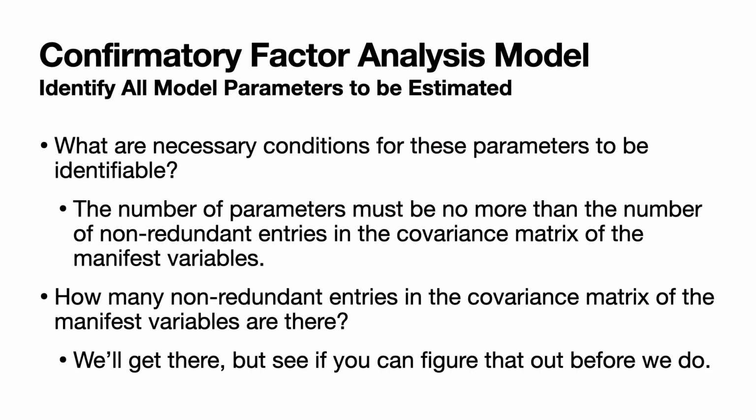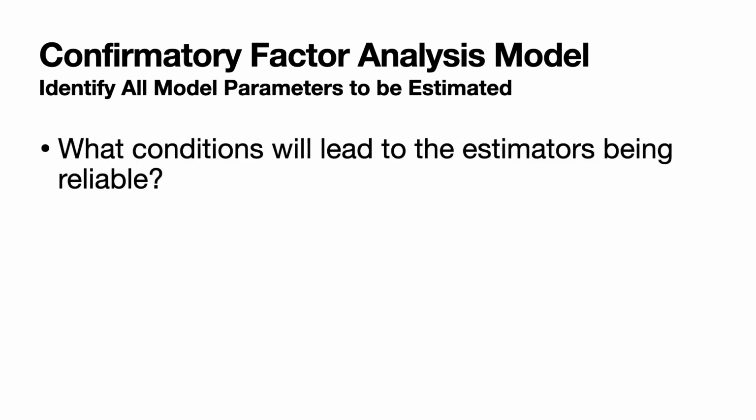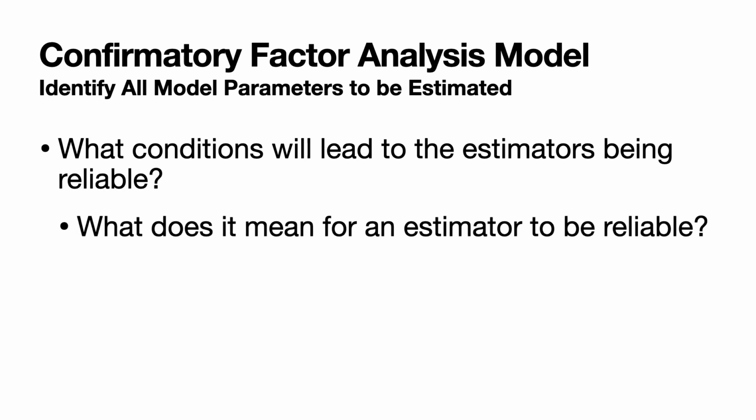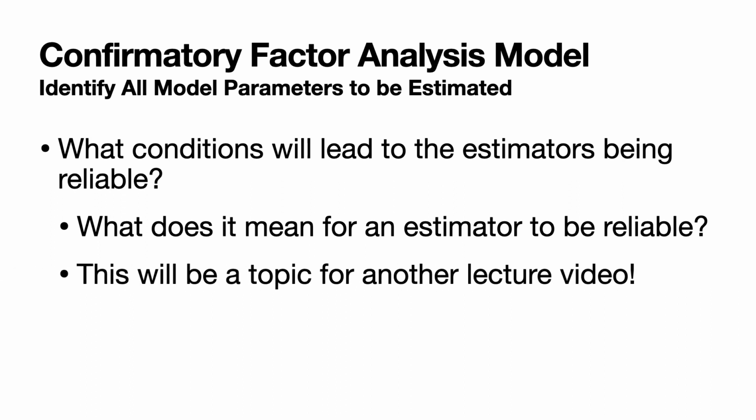Now, what are necessary conditions for these parameters to be identifiable? Well, again, the number of parameters must be no more than the number of non-redundant entries in the covariance matrix of the manifest variables. How many non-redundant entries in the covariance matrix of the manifest variables are there? We're going to get there, but see if you can figure that out before we do. In addition, what conditions will lead to the estimators being reliable? What does it mean for an estimator to be reliable? This will be a topic for another lecture video.